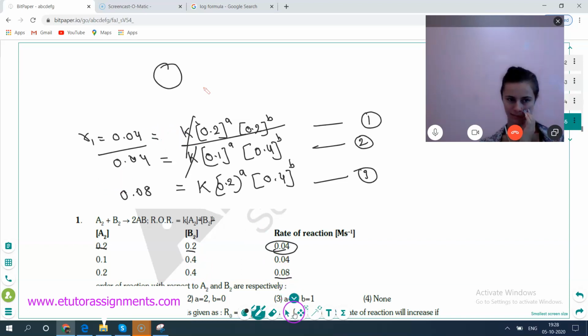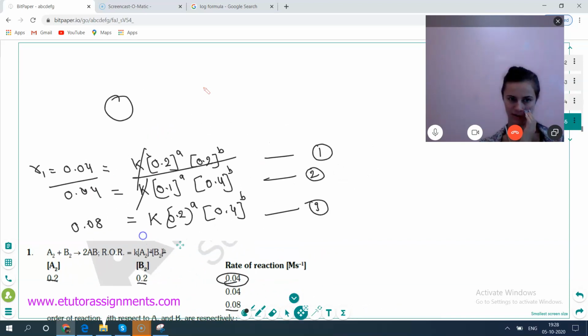Please tell me what you will do. I have given the hints. How will you do it? Divide first on second. Okay, 0.04 divided by 0.04, please tell me. 1. Yes, 1. One is equal to, K cancelled.